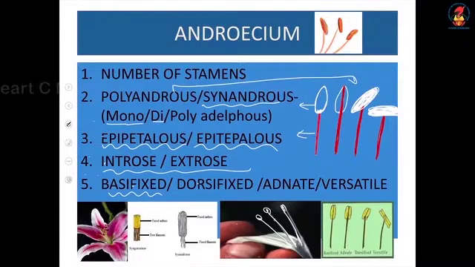Now look at adnate. When this filament runs through the anther lobe, see, look, the anther lobe. It is cutting through the anther lobe. The filament is cutting through the anther lobe. Then it is called adnate.